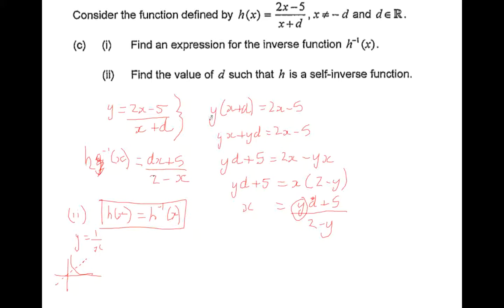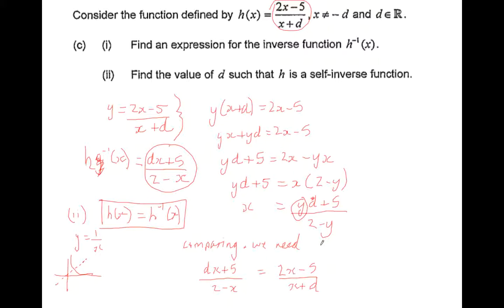You've already got an expression for h of x up here. You've got an expression for the inverse function of x here, and you just have to make sure the two are actually equivalent. Okay, so let's just compare. So comparing, we need dx plus 5 over 2 minus x to be identical to 2x minus 5 over x plus d.